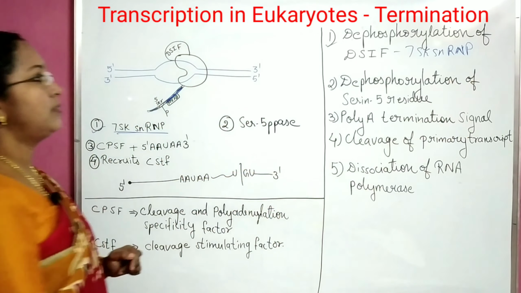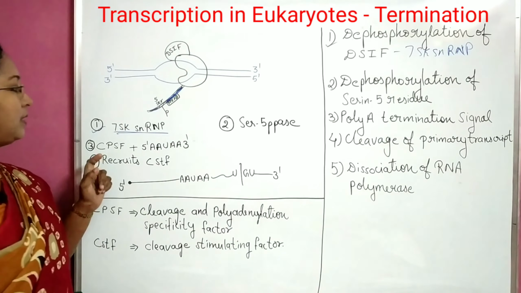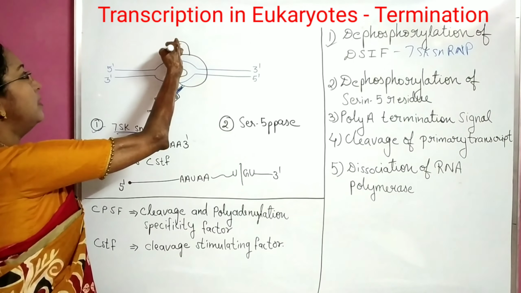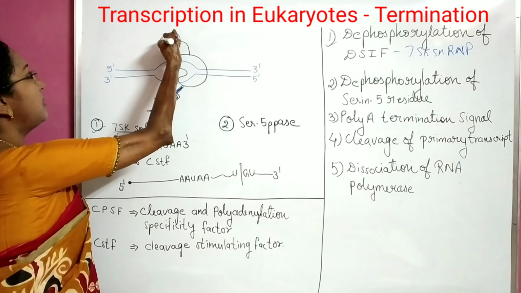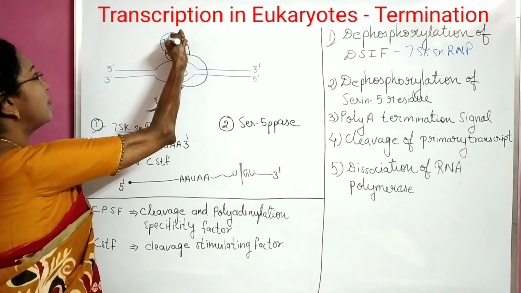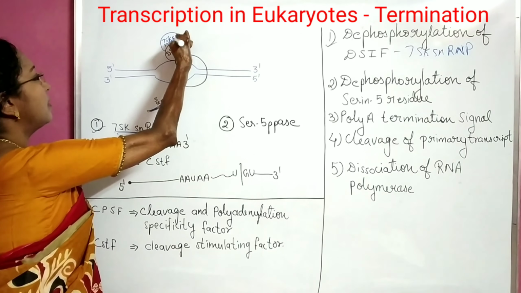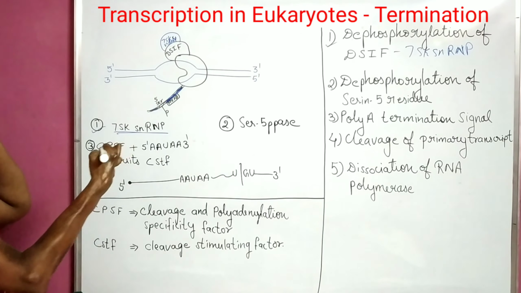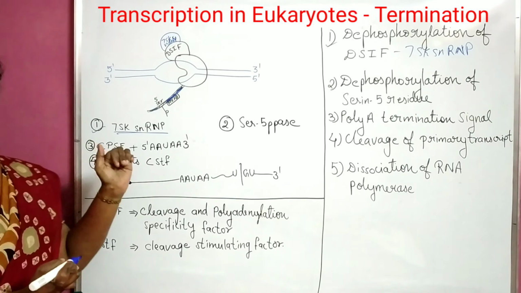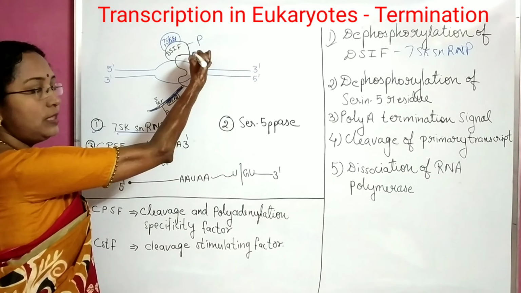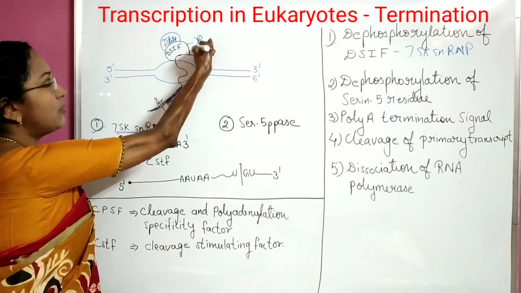7-SK-SNRNP, a ribonuclear protein, binds with Dsif. This is Dsif, and 7-SK-SNRNP binds here. Because of this binding, a phosphate molecule which was attached to Dsif is now getting dephosphorylated.